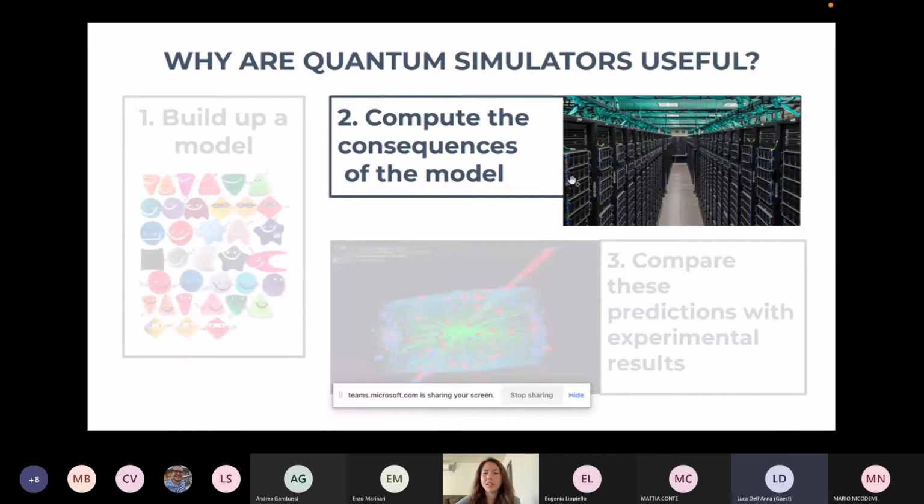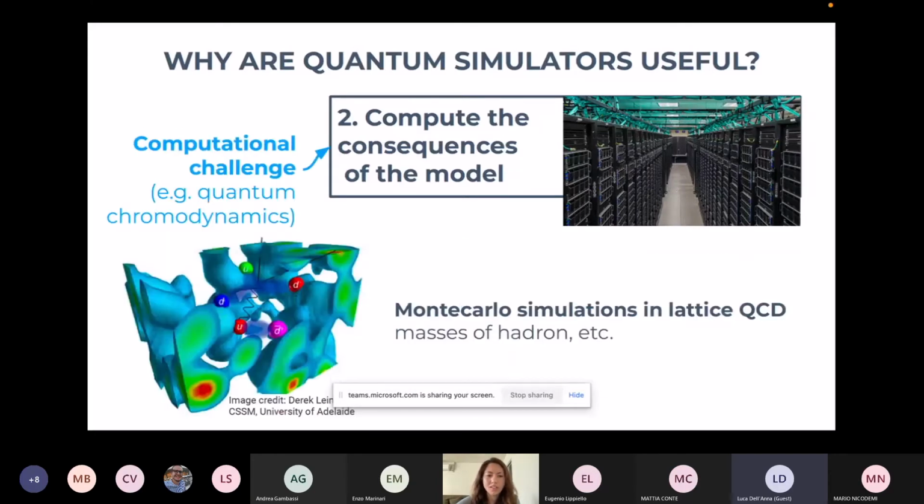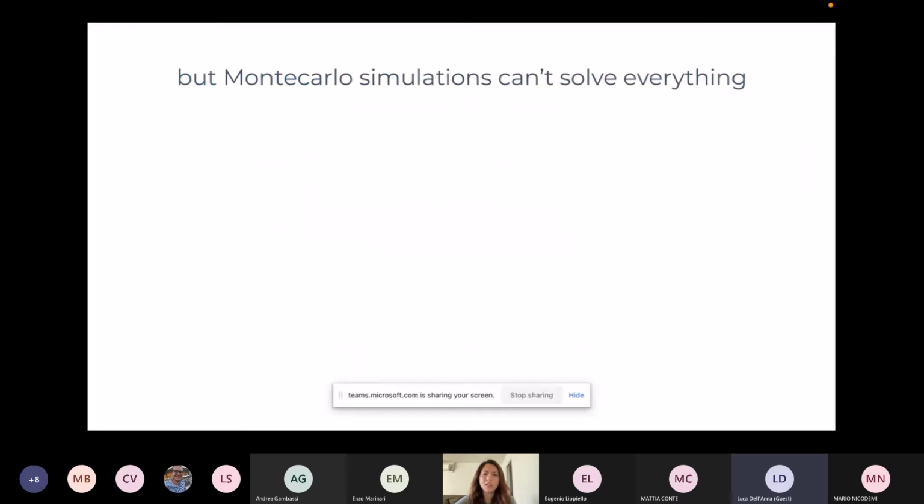you probably need, I don't know, supercomputers to compute these predictions, and so this can be a very important computational challenge. If you think, for example, of quantum chromodynamics, I mean, you know the Lagrangian, but if you want to find what the masses of hadrons are and many other physical properties, you need to use, for example, Monte Carlo simulation in lattice QCD.